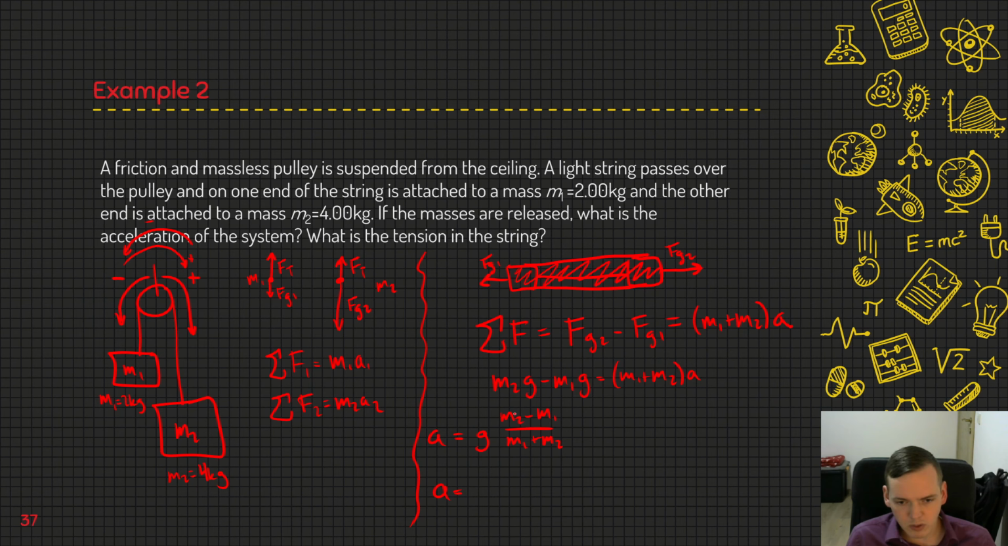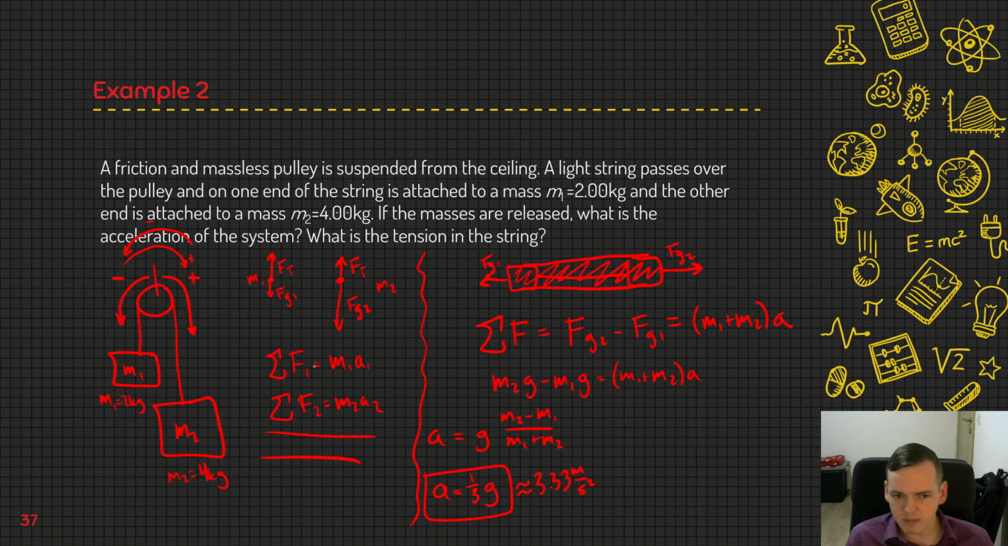A equals 4 minus 2 divided by 6, so it's 1/3 G, which is going to be approximately 3.33 meters per second squared, because it's roughly 1/3 of 10. So that gives us our A, and you'll notice I only had to solve one equation. I didn't have to solve a system. Again, a system would totally work, but we can save some time here.